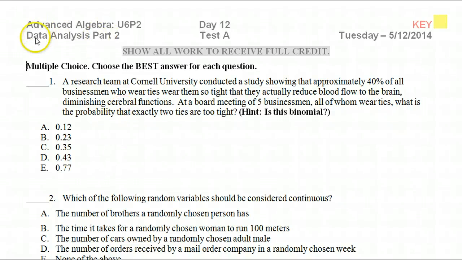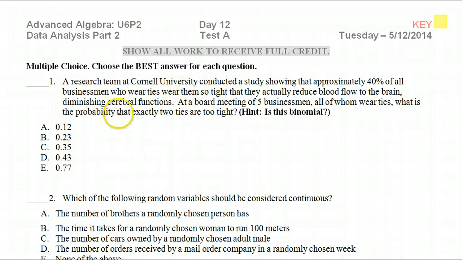Okay, this is data analysis part 2. We had a whole other unit on data analysis, that was unit 6 part 1. But this was a test wrapping up our second half of data analysis. Let's break it down.